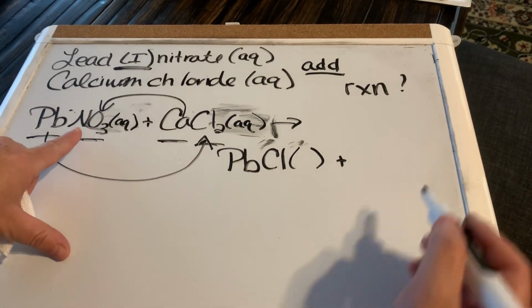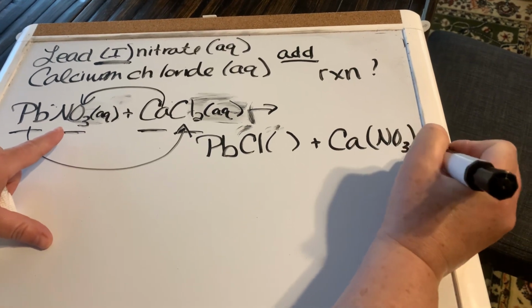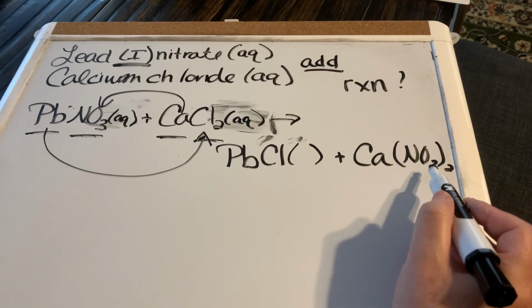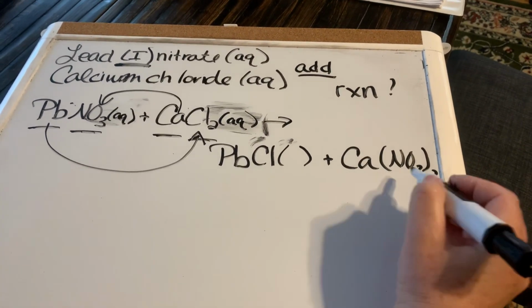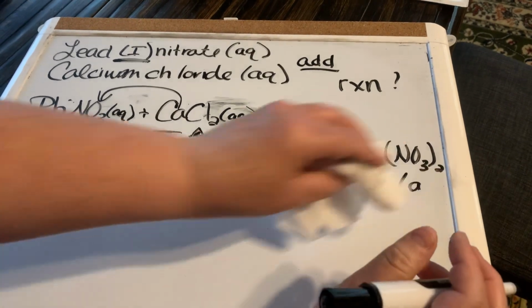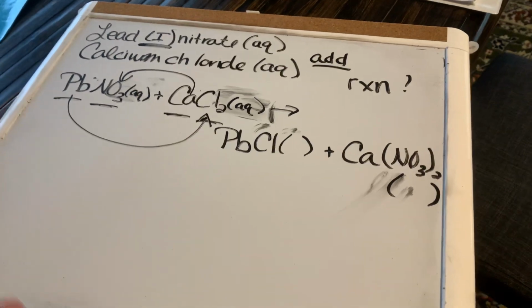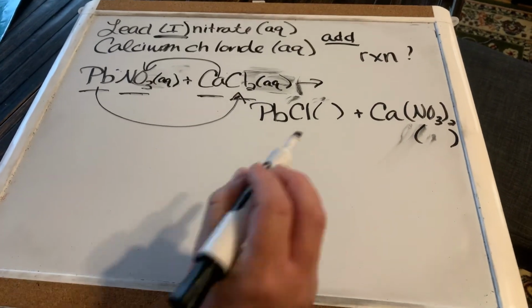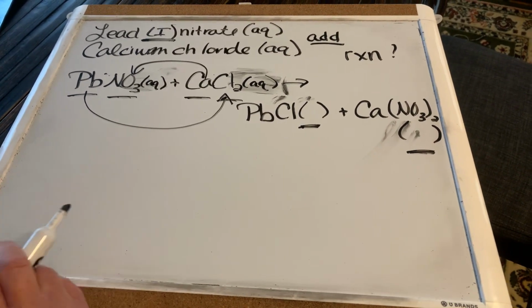Calcium is going to go with nitrate. So we're going to get CaNO3. We're getting that because calcium is +2 and nitrate is -1. Drop your signs and cross them down, you get CaNO3. Again, we need to know whether that's solid or aqueous. Now, here's where the trick comes in. If this is aqueous and this is aqueous, you have no reaction.